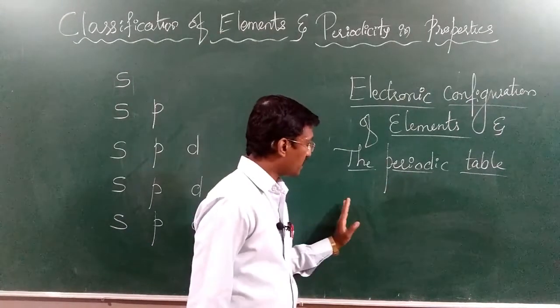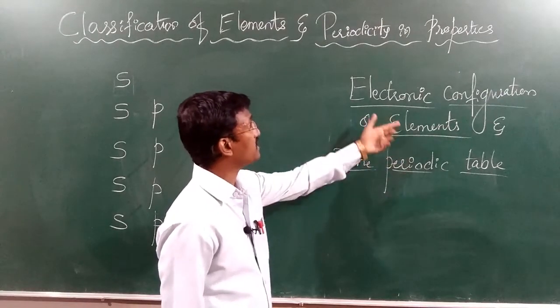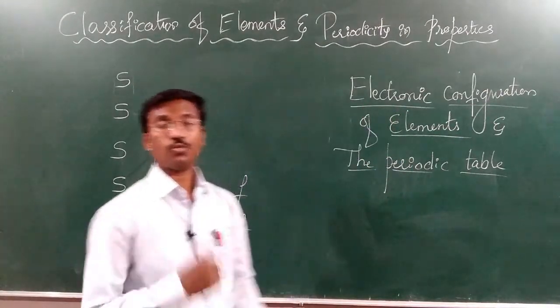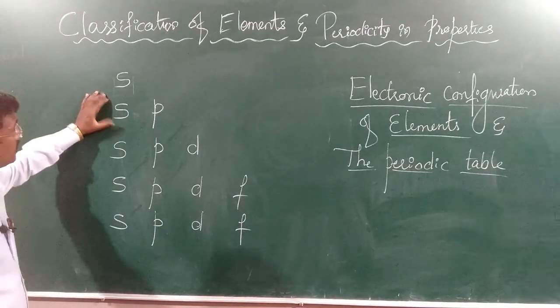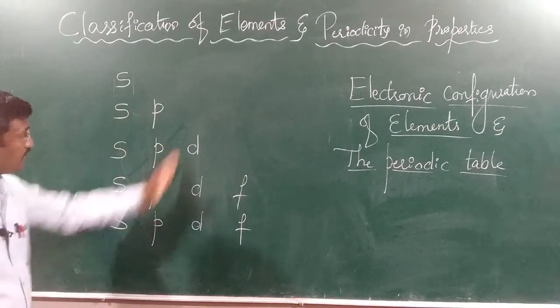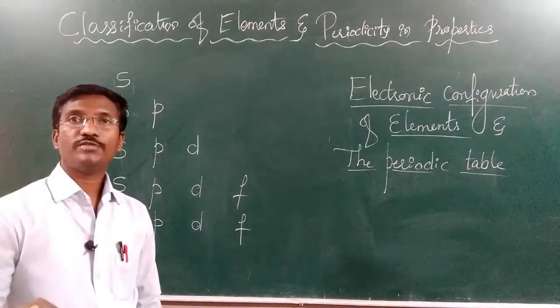But we are not going to explain those concepts here. We are going to the periodic table containing S, P, D and F. The periodic table can be described on the basis of electronic configuration. What is that electronic configuration? Look here, can you see S, P, D and F? These are the positions of the elements.